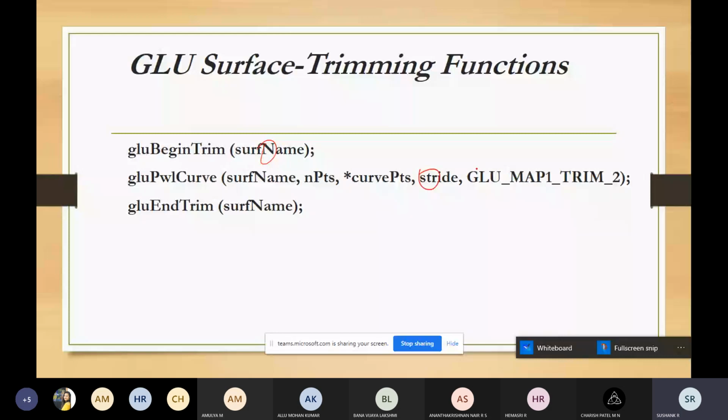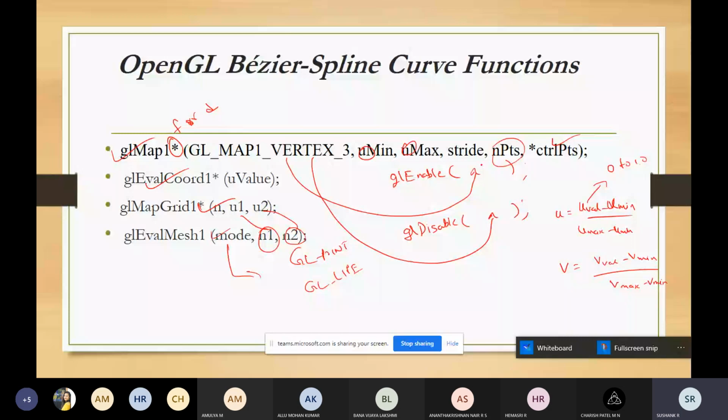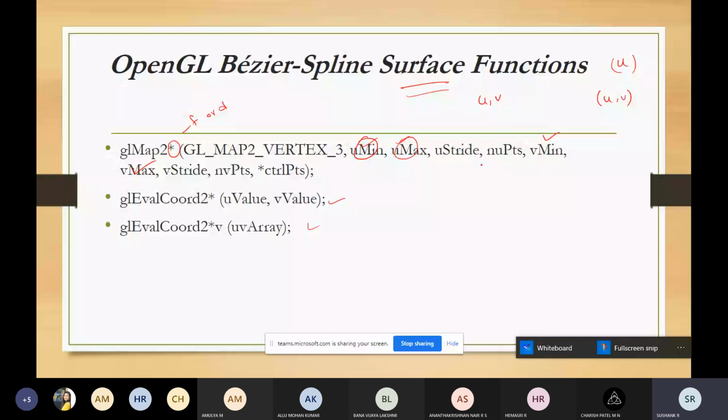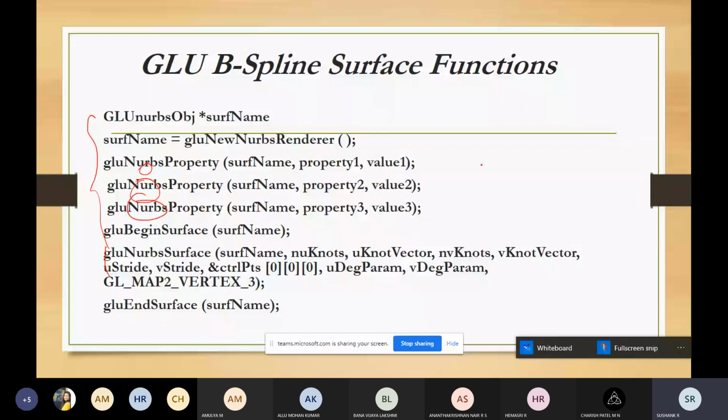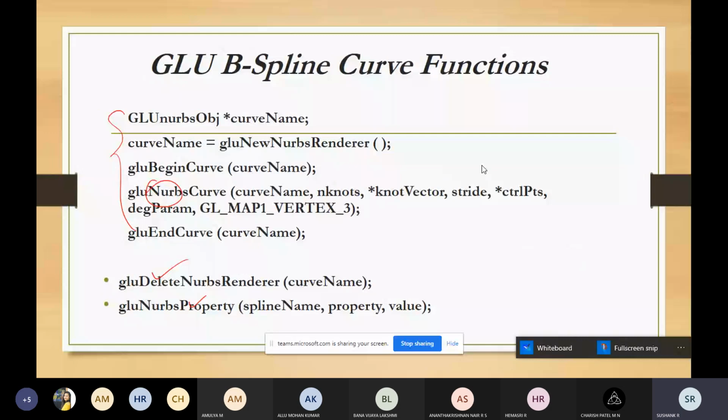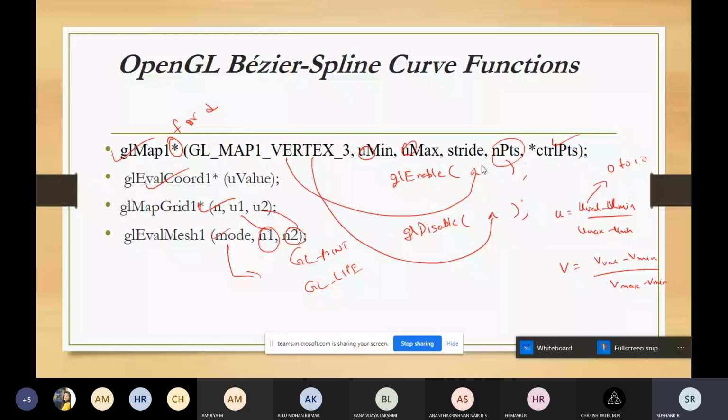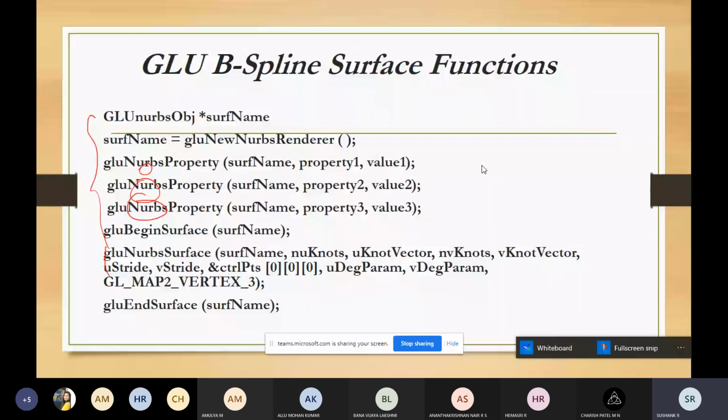So we have OpenGL functions for displaying the curve function and the surface function. Using this set of function calls, you can display the spline curve. Similarly the surface function and the trimming function. So these are the supports provided by OpenGL for displaying the surfaces as well as the curves. So this is with respect to the Bezier curve and the functions that are there.